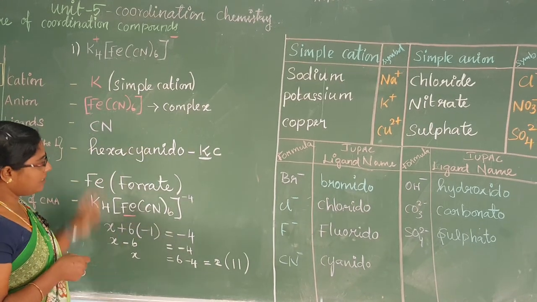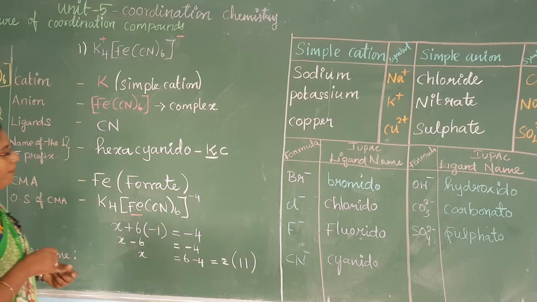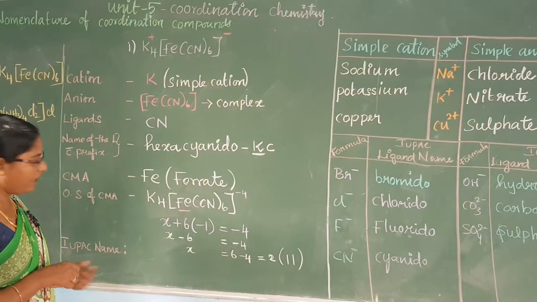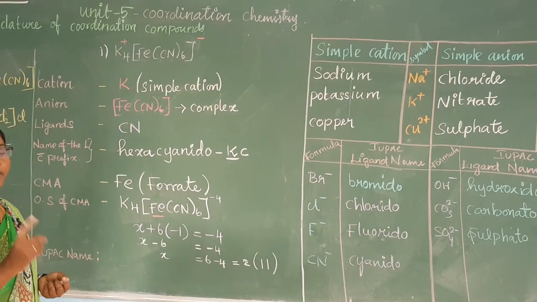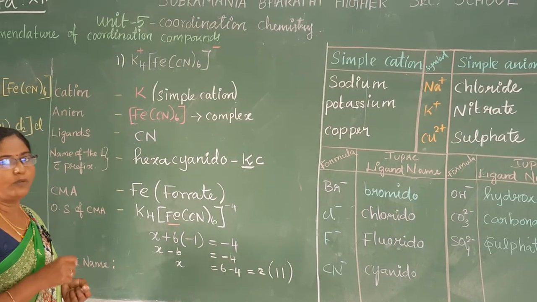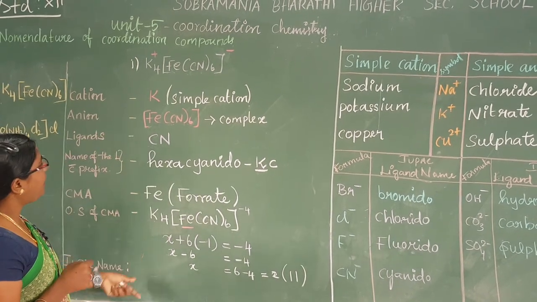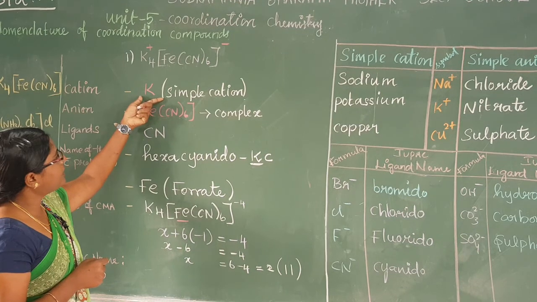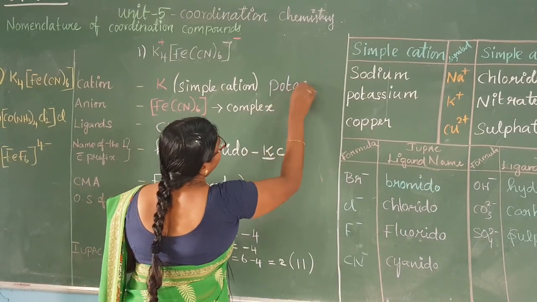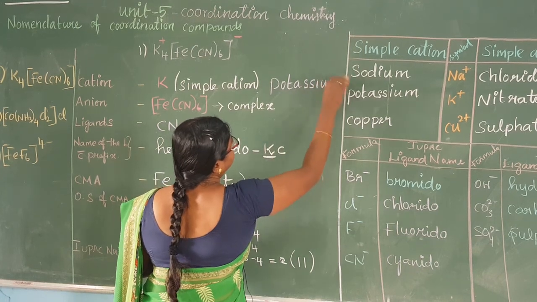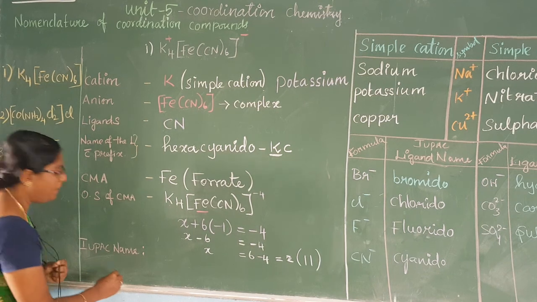Okay. By using this, I can write the IUPAC nomenclature of the coordination compound. Here we have to follow the rules. So while writing the IUPAC name, the first rule is that the cation should be named first, followed by the name of the anion. Okay. Here which is the cation? So potassium is the cation. I did not write the name here, so you have to write it there itself. So what is the first rule? Cation should be named first.